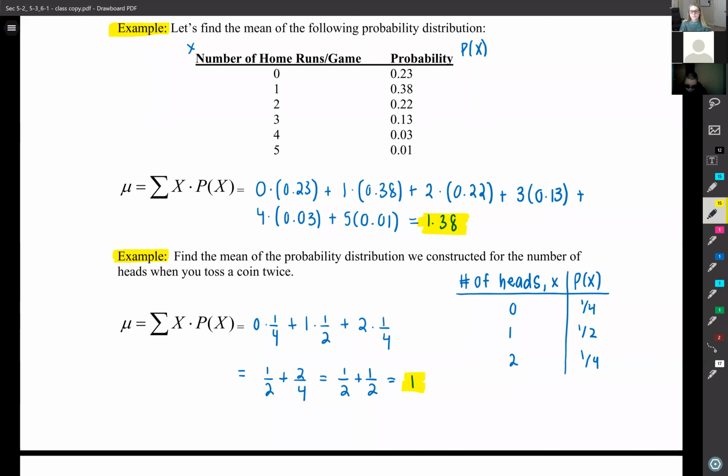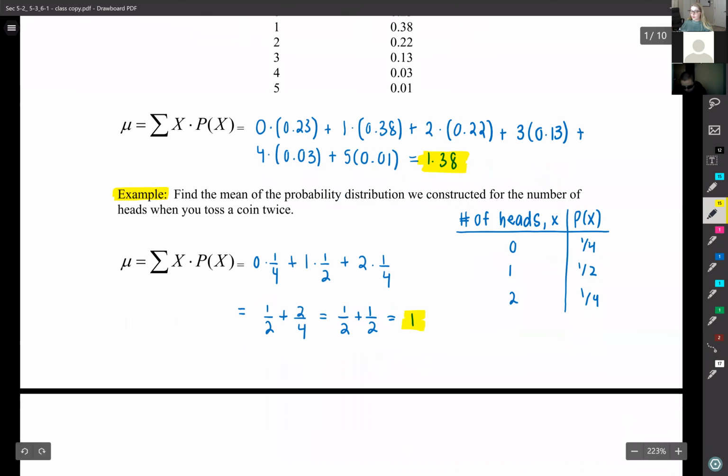Okay. Any questions on finding the mean using a probability distribution? Awesome. Okay. So that is all about mean.